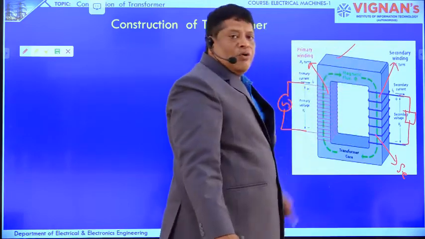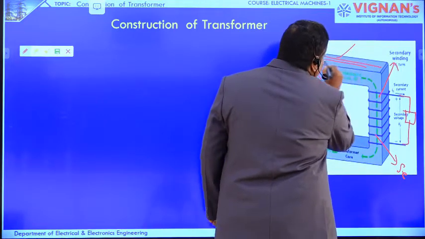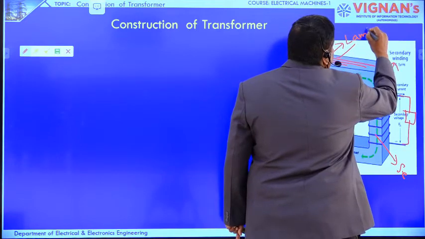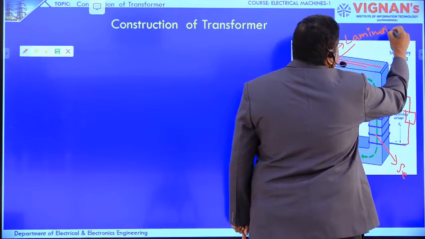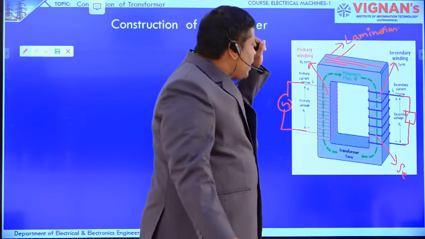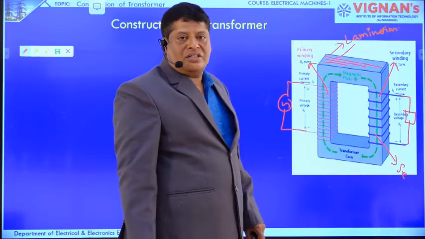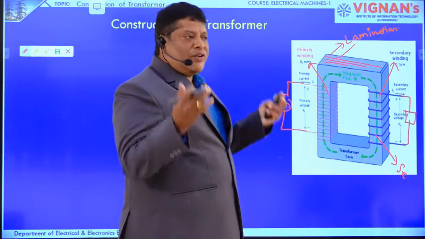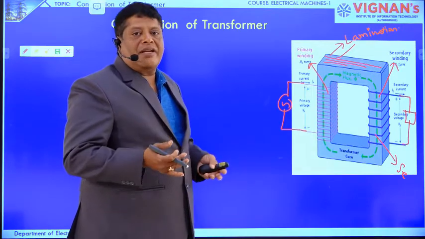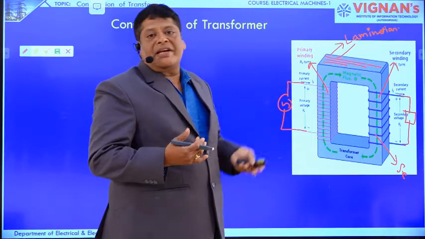This is the magnetic core. This magnetic core is made up of laminations. One more important point is that the material used to manufacture this magnetic core is silicon steel. Whenever we use silicon steel and a laminated body, we are trying to reduce the iron losses which occur in that magnetic material.